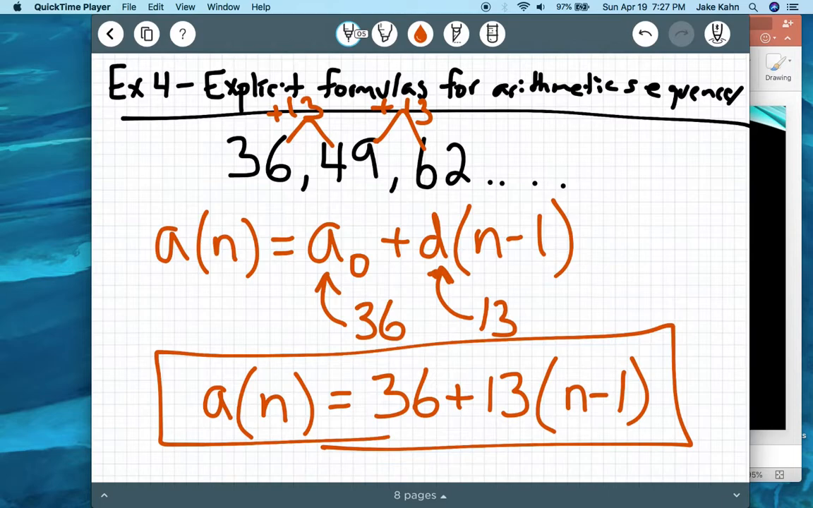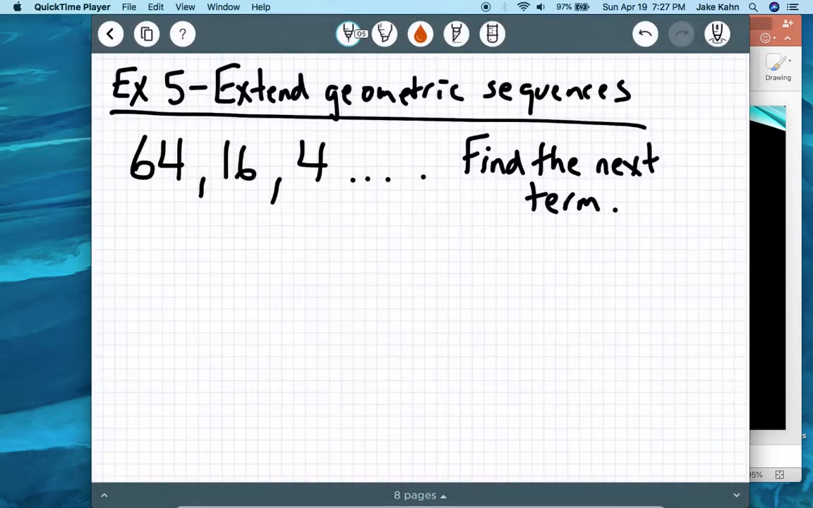Now you can plug in whatever value of n to find the nth term in the sequence. If you wanted to find the 100th term in the sequence, all you would have to do is plug in n equals 100 and do the math. Look at that, y'all. We're already halfway done. Much easier week this week.